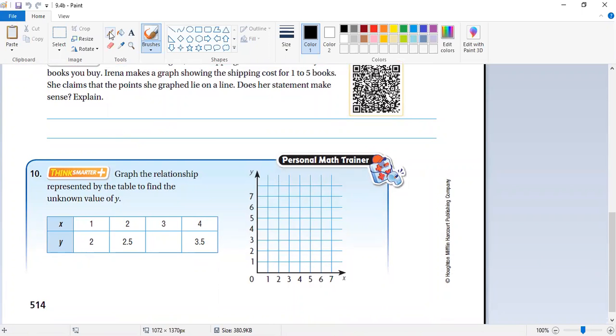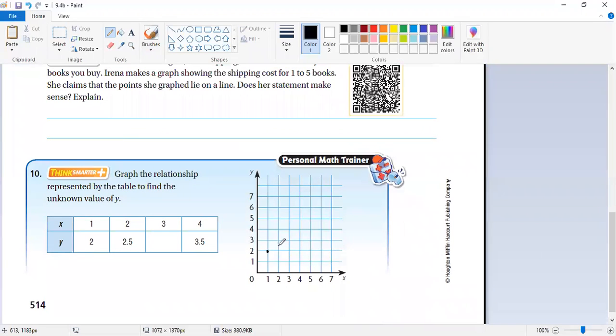Okay, so graph the relationship and find out the unknown value. It's the same as what we did now. So when x is 1, y is 2. So the point will be here. Are you drawing the points with me? Okay, when x is 2, y is 2.5. 2.5 means half, so it is between 2 and 3.